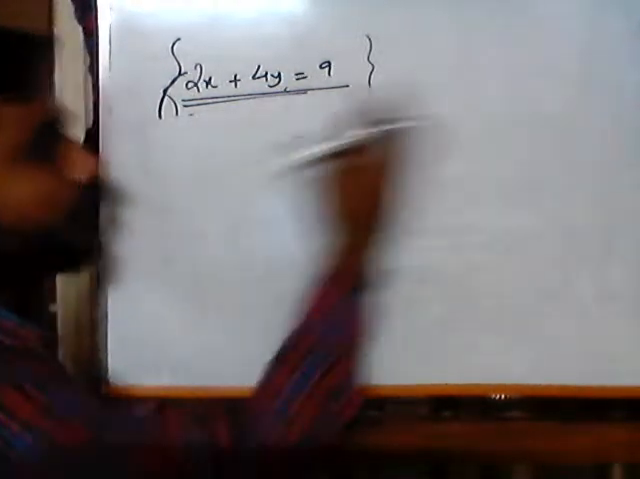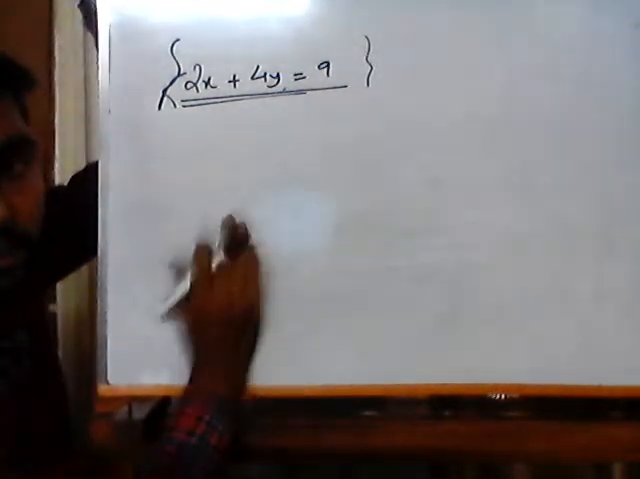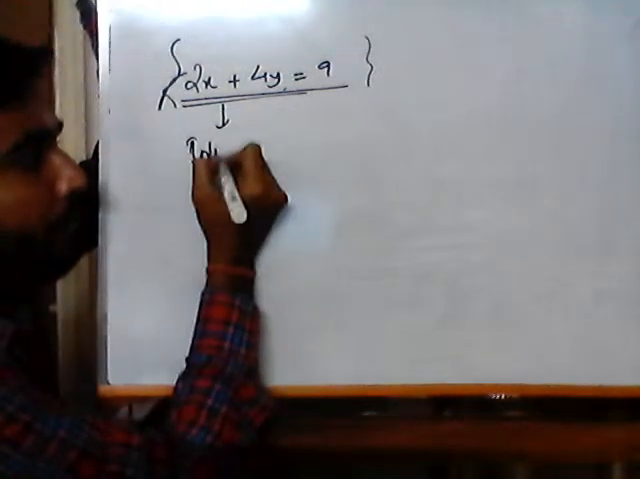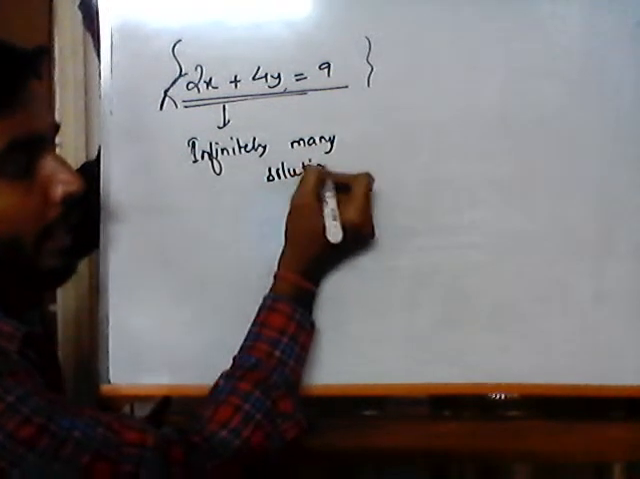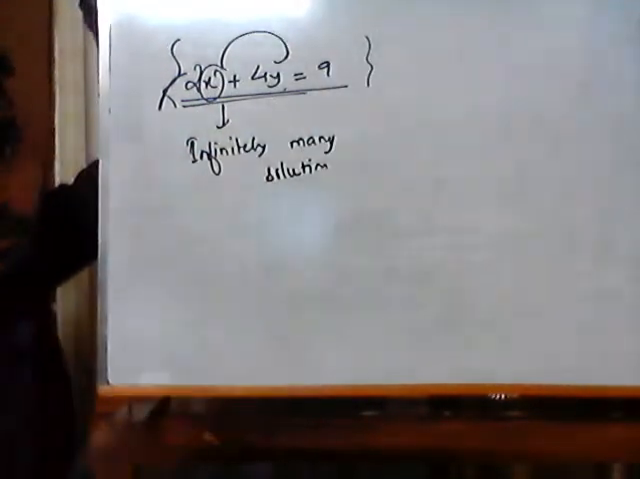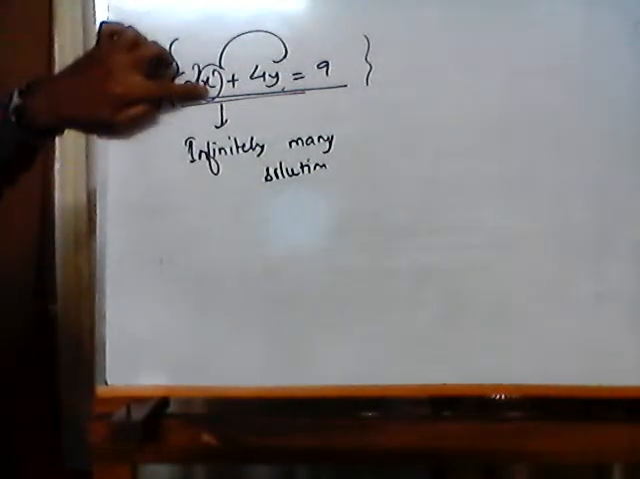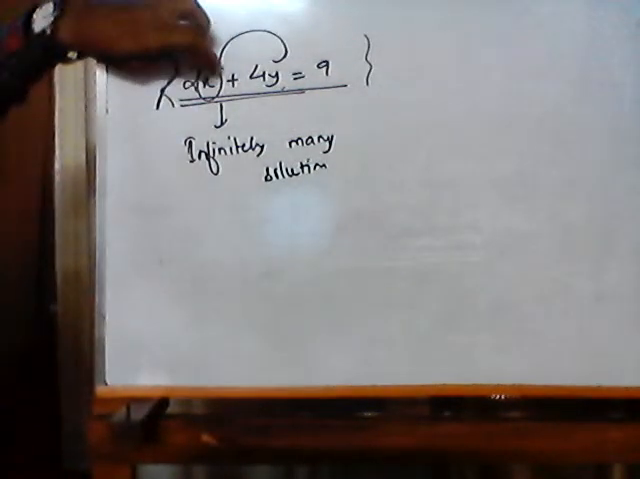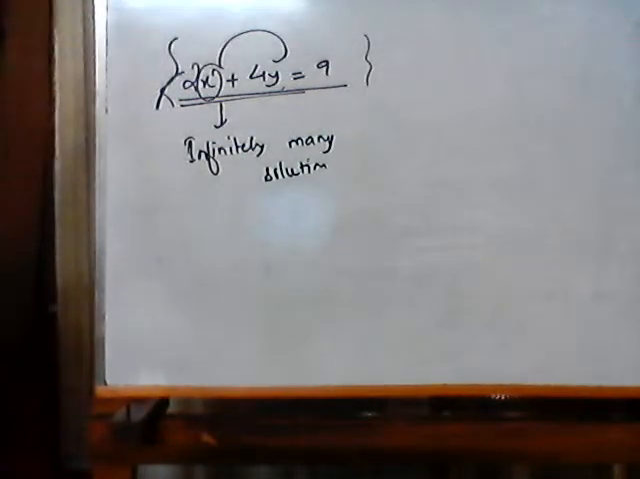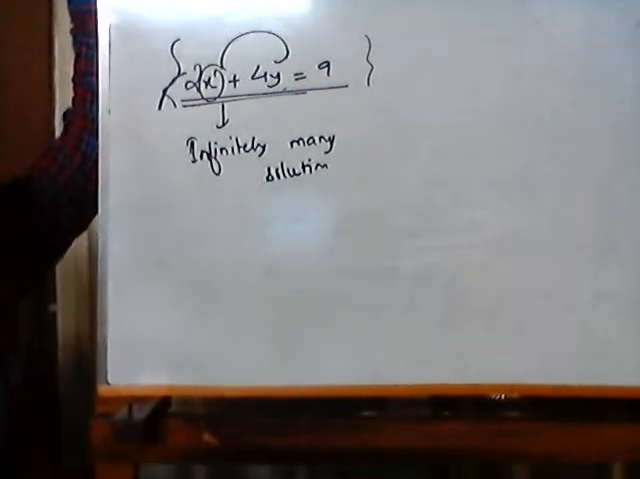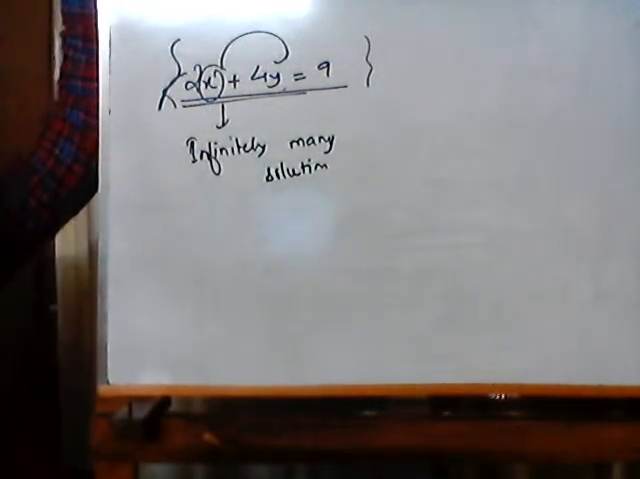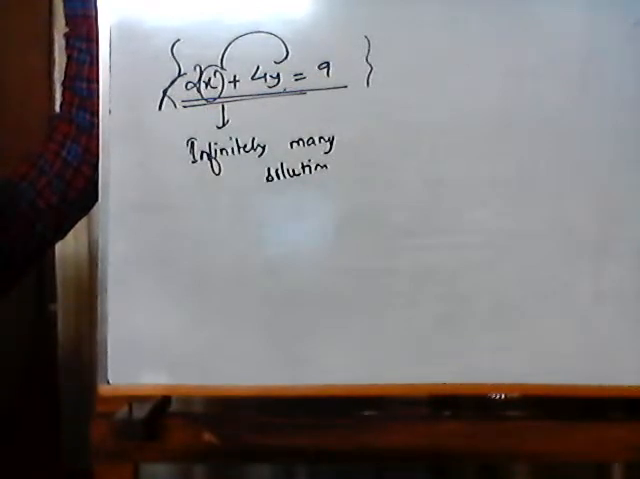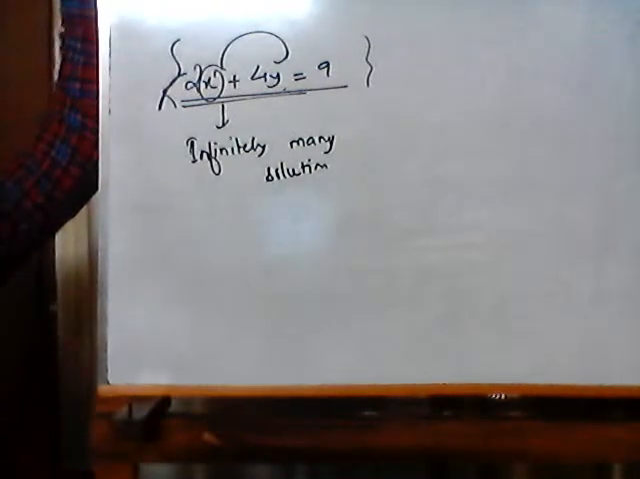Suppose only one equation is given, only this equation is given, then there will be infinitely many solutions, because for every value of x there will be a value of y. If you take x as 1 then you will get a value for y, if you take x as -1 then also you will get a value for y. That means for every value of x there will be a value of y, and hence there will be infinitely many values of x and y. Is it clear, all of you? Any doubt till here?